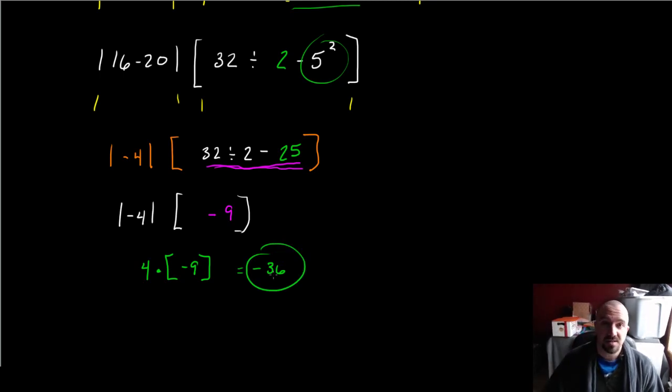The important thing is slow and steady. Take as many steps as you need. Don't try to rush it. Signs are going to be a nightmare in these things. So keep track of your negatives, keep track of your positives, make sure you're following all of the rules. Other than that, it's quite literally just walking down the order of operations.